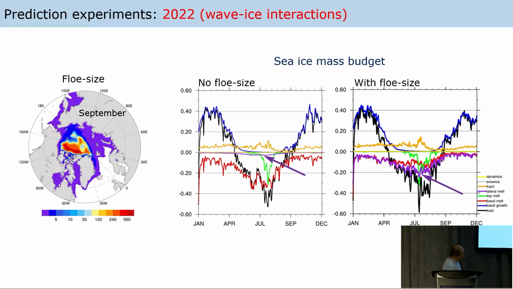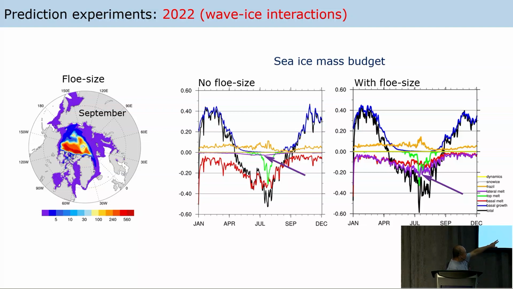Just a little bit of result. This is the prediction for this year, 2022, and this is the predicted floe size for September. You see the large floe size in the Canadian Arctic, and very small, around 5-10 meters, in the rest of the region. And this is the analysis of the sea ice mass budget.